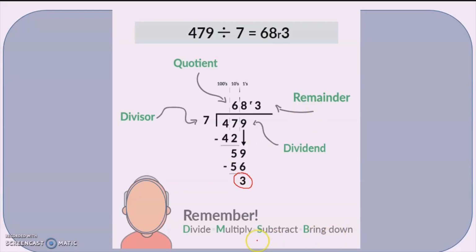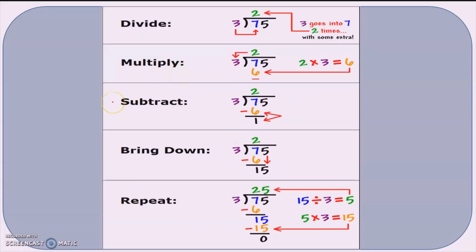Always remember this sequence: divide, multiply, subtract, bring down while doing division with larger numbers or even smaller numbers. Now let's learn how to divide. I've got a divisor 3 and a dividend 75. Let's move to the first number.